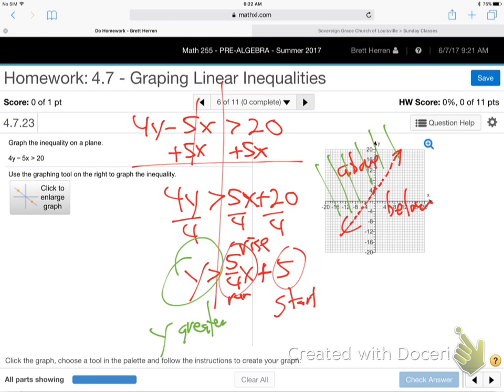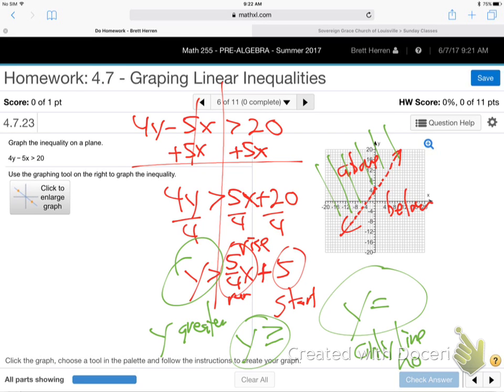So this is just equal or greater or vice versa, right? Oh, I'm sorry. Greater or equal, but not equal. If they said y greater than or equal, what would I do? Solid line, good. Now, what if they just said equal? Only the line, no shading.